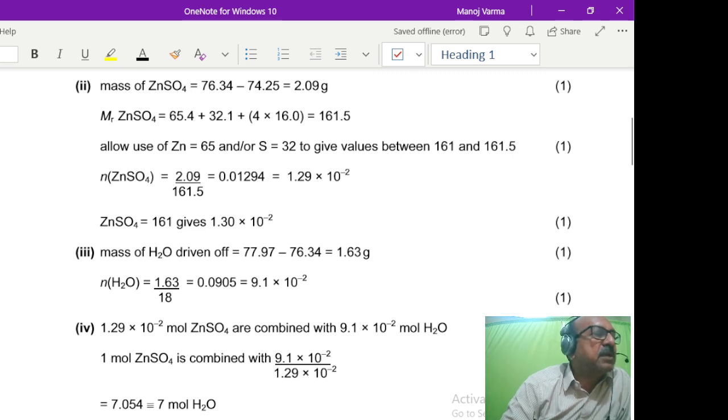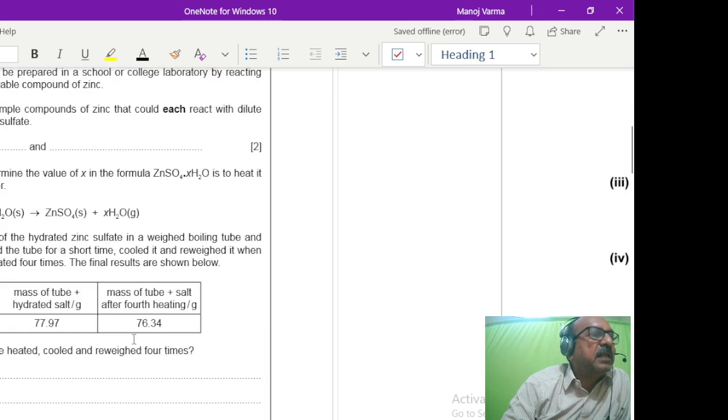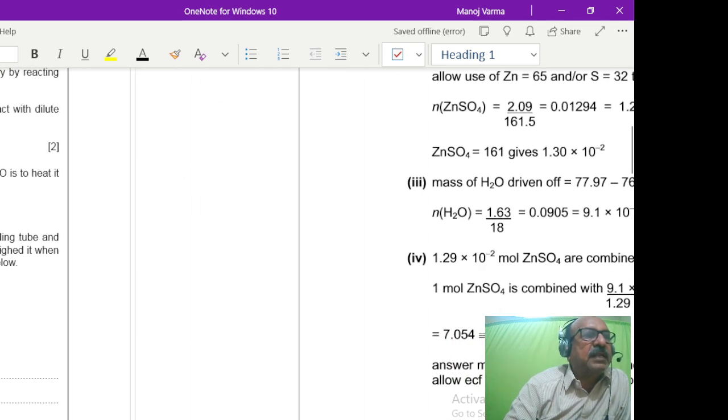So let's see what is the mass of the water driven off. What are you going to subtract? If you see, this column shows zinc sulfate with water, because this is hydrated, and this shows only the mass of the zinc sulfate after the water has been driven off. So obviously if you subtract 76.34 from 77.97, you should get the mass of the water which has been driven out. So let's see this. What is the value that you get?